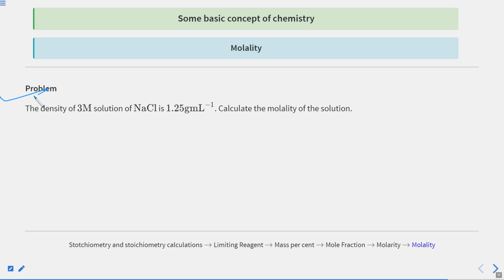There is a problem based on the molality formula. The problem is saying that the density of 3 molar solution, molarity is given, of NaCl is 1.25 gram per milliliter. You have to calculate the molality. Now it's a very easy question. Okay, molarity to molality, you have to calculate small m.